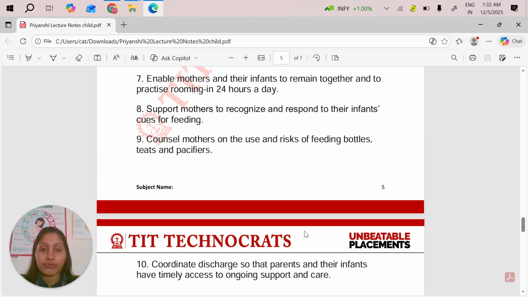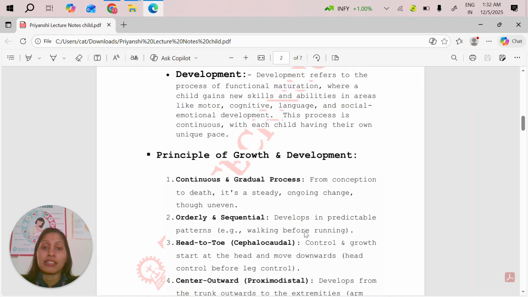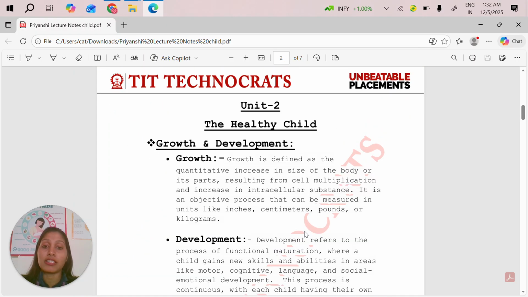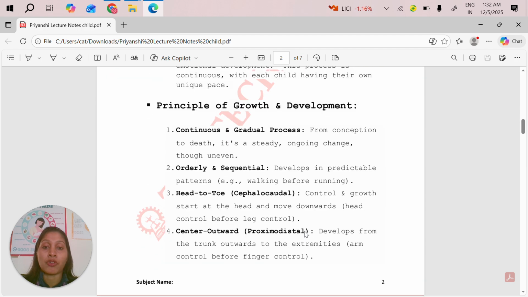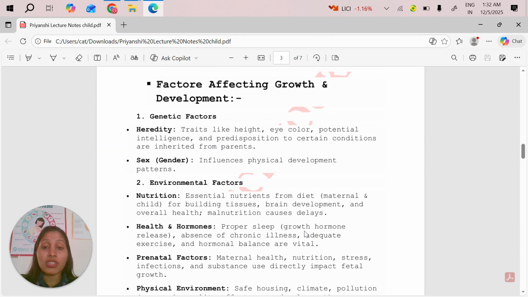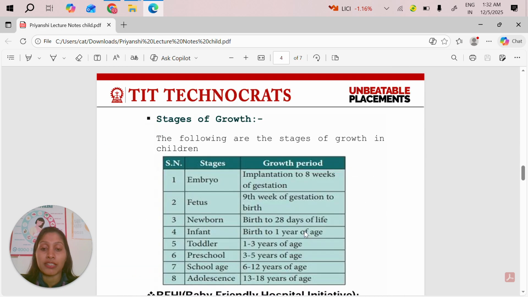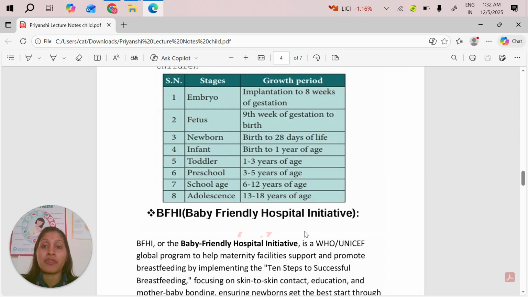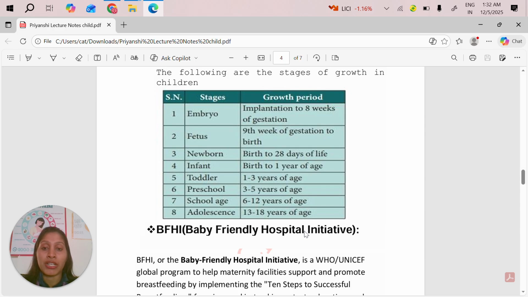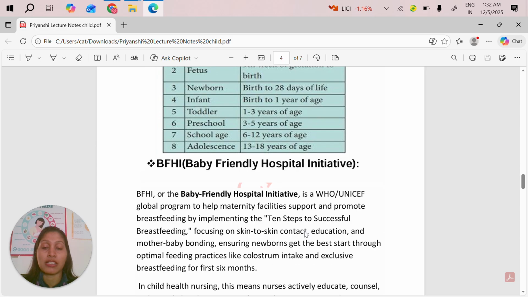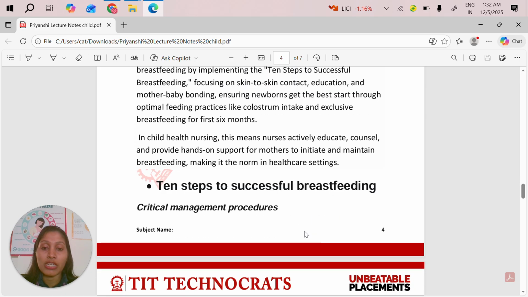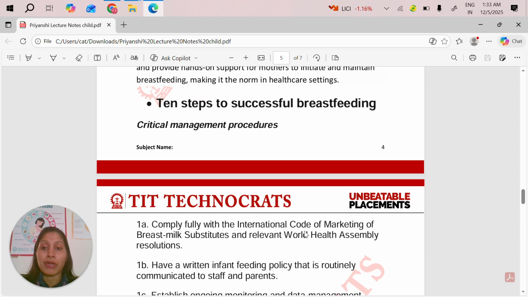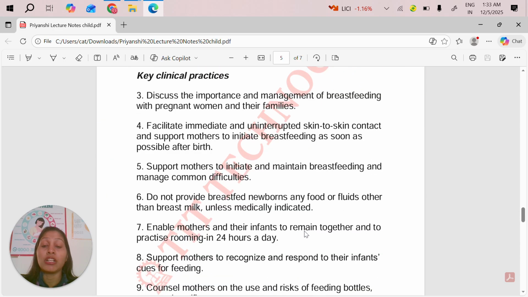Okay. So today we discussed child health nursing unit second. It is the healthy child, in which we discussed growth and development, what is growth, what is development, what are the principles of growth and development, and the factors affecting growth and development. Then stages of growth: embryo, fetus, newborn, infant, toddler, preschooler, school age and adolescence. Then we discussed the Baby Friendly Hospital Initiative, also called BFHI, which includes the 10 steps to successful breastfeeding.